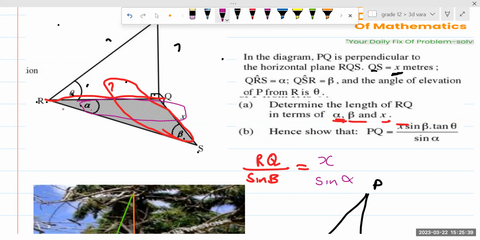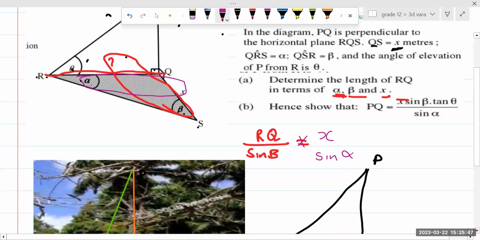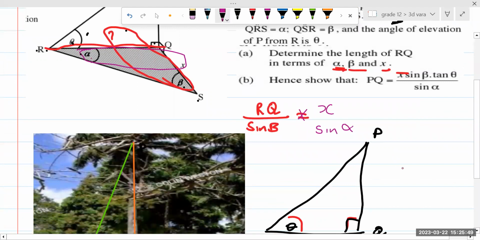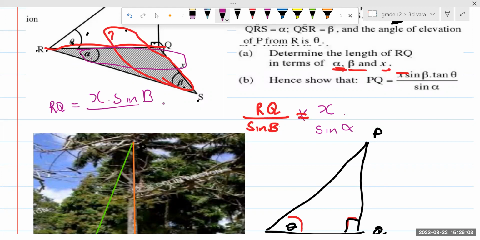Now I'm going to make RQ the subject of the formula. If you wanted to make QR the subject here, what are you going to do? You're going to cross multiply. I want us to write it here so that we see everything. So we have RQ, and if you cross multiply, this one goes there again. So you're going to have x multiplied by the sine of beta all over the sine of alpha.